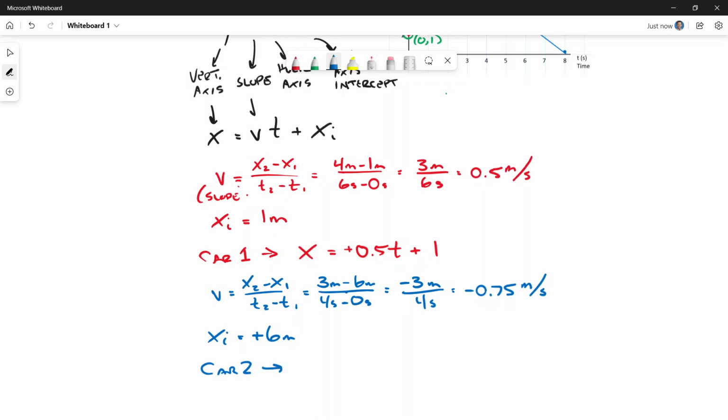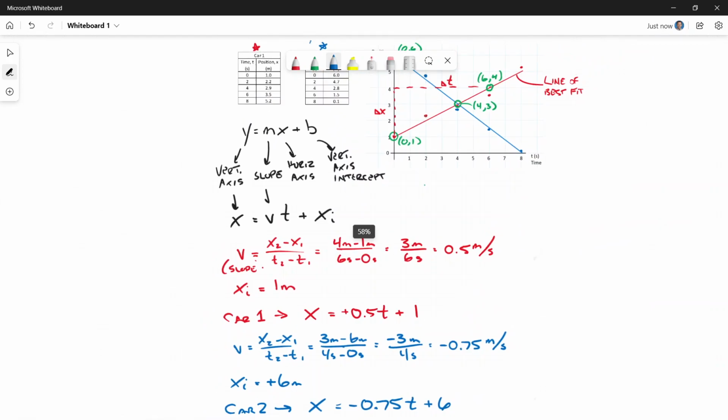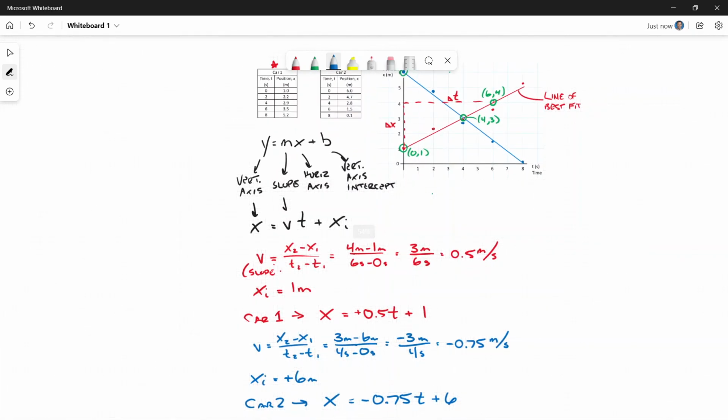And that equation is going to fit the form that its position is equal to its velocity, negative 0.75 meters per second, times time, plus 6. So we now have an equation to model each car's motion. And we have the red car starting at 1, the blue car starting at 6. And we can use these equations to predict any future point.